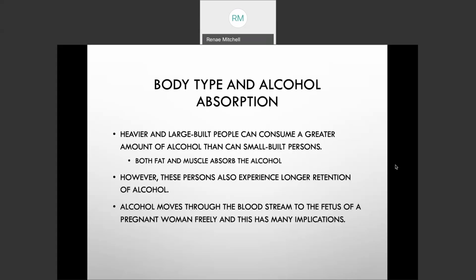And then alcohol is something that does transfer through the bloodstream to the fetus of a pregnant woman. So if a person consumes alcohol and they're pregnant, then alcohol will transfer through the umbilical cord into the fetus, and this can have many really negative effects, including fetal alcohol syndrome, which comes with a variety of medical complications after birth.